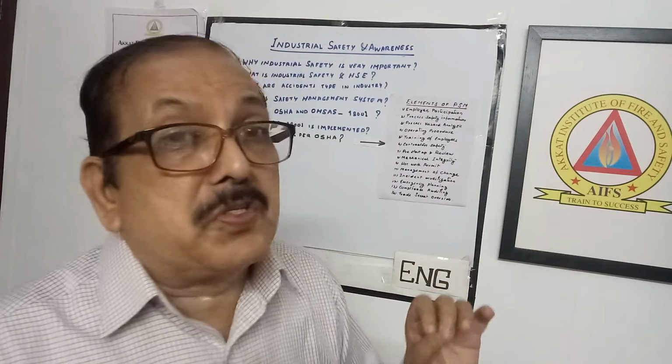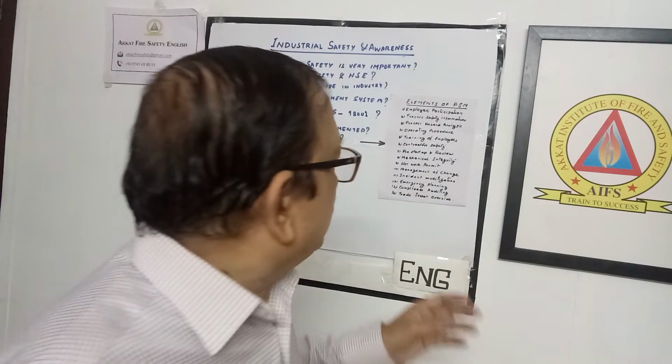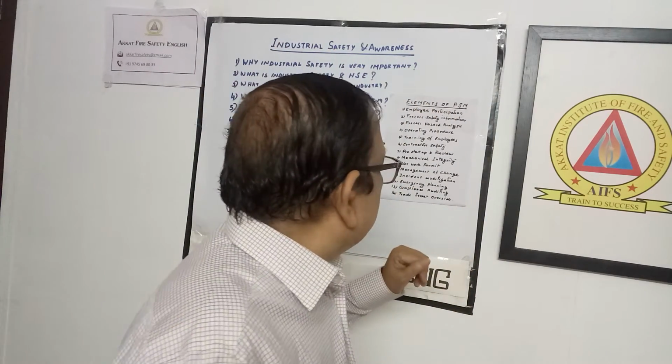Then another one is incident investigation. What do you mean by incident investigation? Previously we used only the word accident. An incident is not an accident, but suppose somewhere something is going to overflow. That is an incident. Nothing has happened there, but it can happen. Such types of incidents we have to identify, and they also have to be investigated.